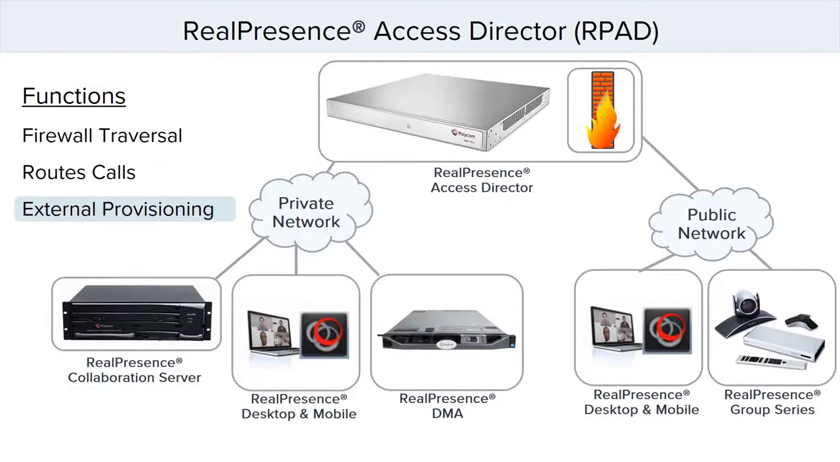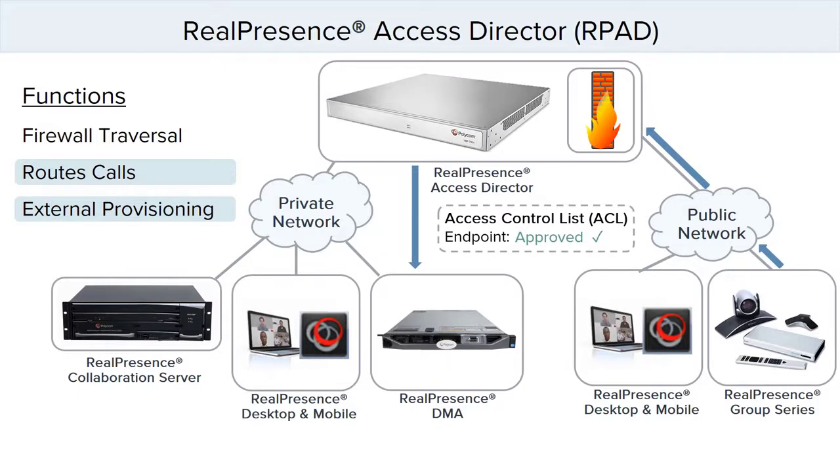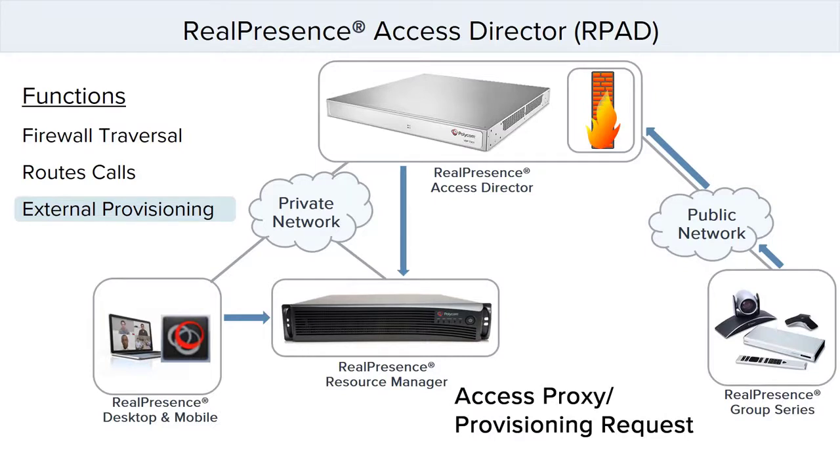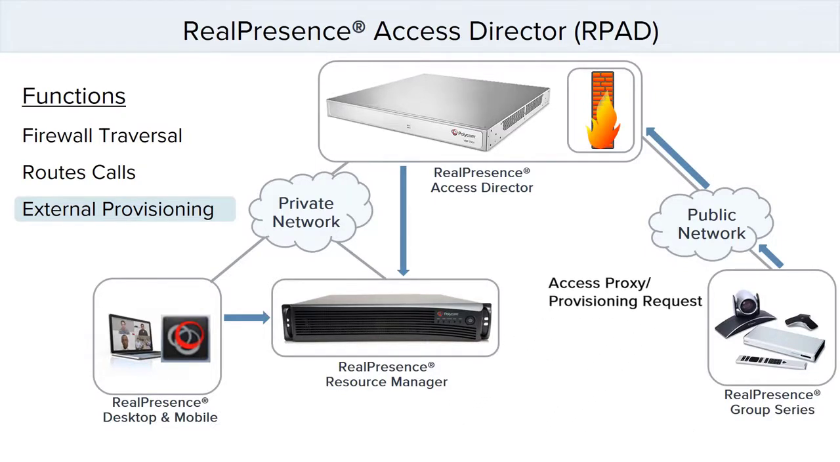The fourth major component is the RealPresence Access Director, also known as the RPAD. The RPAD provides firewall traversal access and security for calls in and out of your company network. Working in conjunction with the DMA, the Access Director routes calls to approved conferences and endpoints based on your access control lists, or ACLs. Another main feature of the Access Director is to accept and forward external provisioning requests to the Resource Manager. This is known as the Access Proxy function.